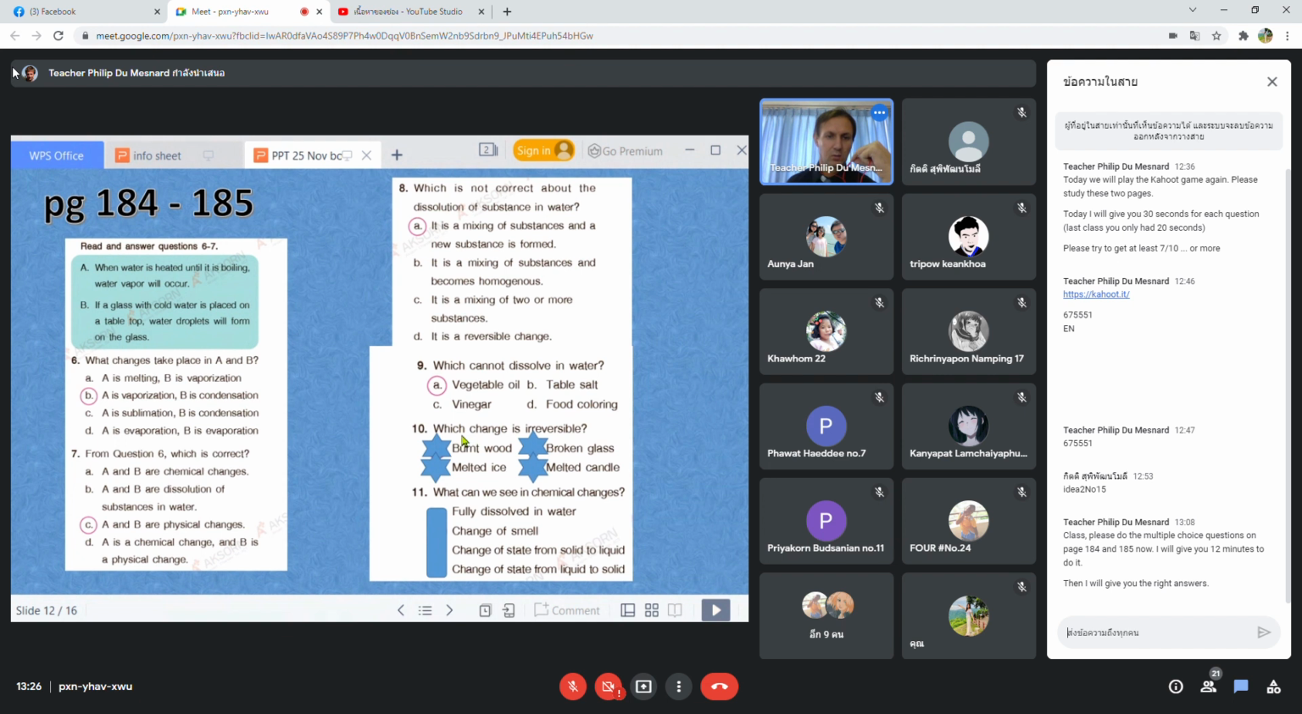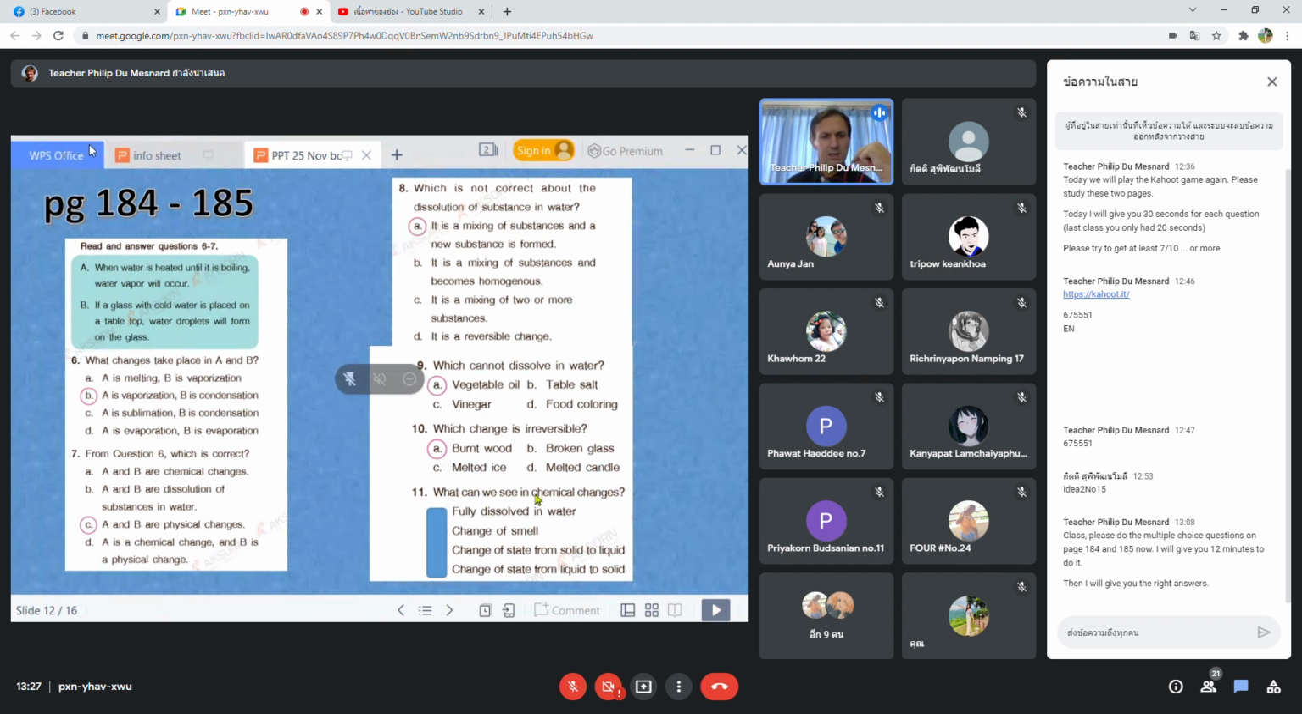Okay. Which one of these changes is irreversible, meaning you cannot go back? Burn wood. Yes. That's it. After you burn the wood, you can't go back to wood. You'll never see wood again. You always have ash now. Okay.